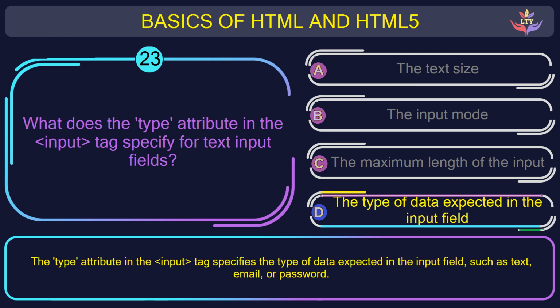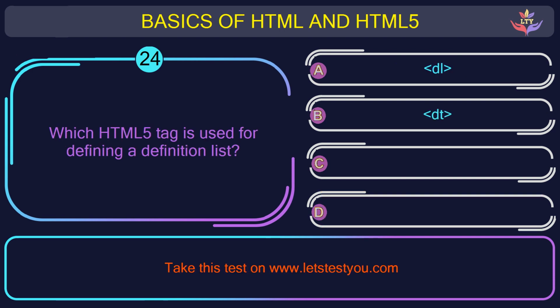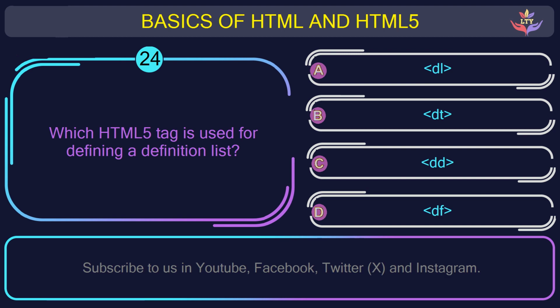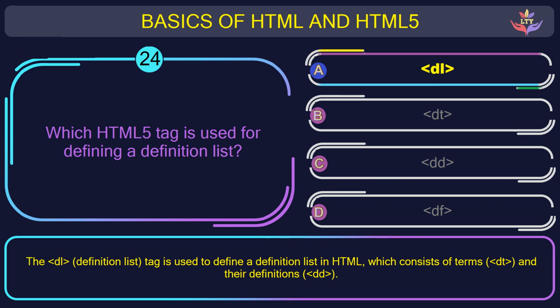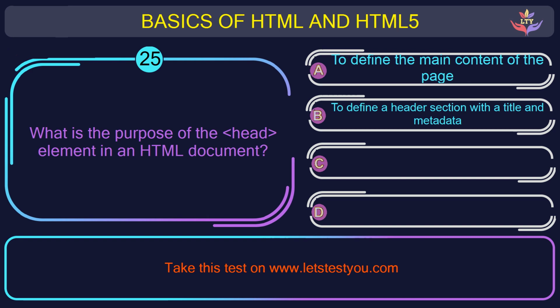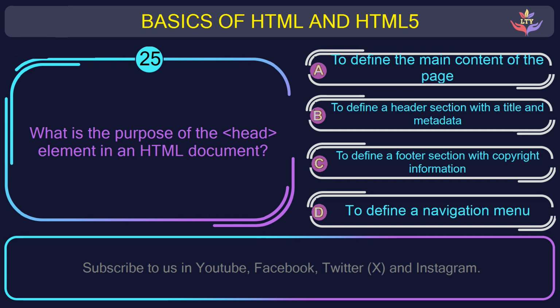Question number 24. Which HTML5 tag is used for defining a definition list? The correct answer is option A. DL. The dl definition list tag is used to define a definition list in HTML, which consists of terms, dt, and their definitions, dd.